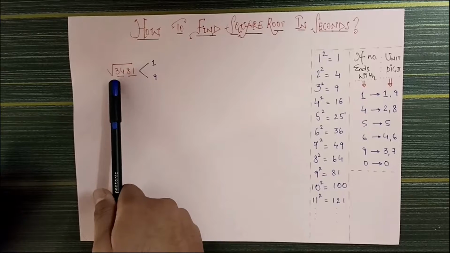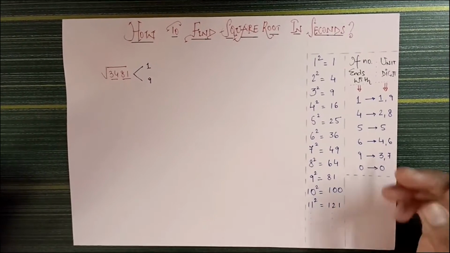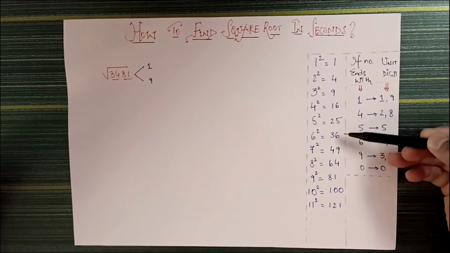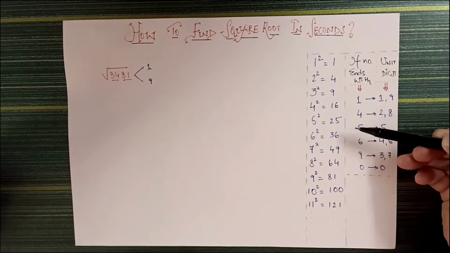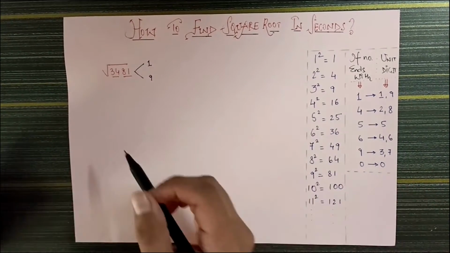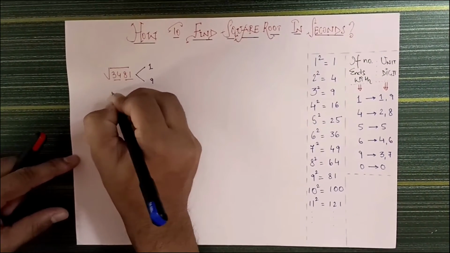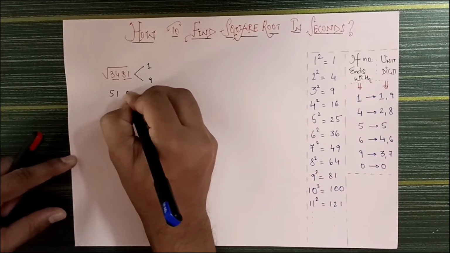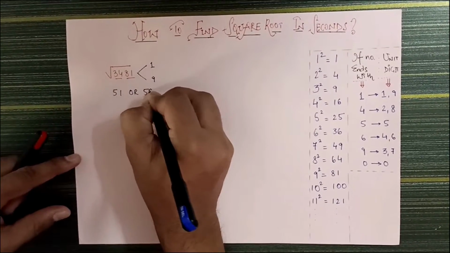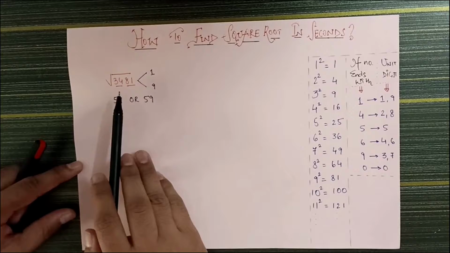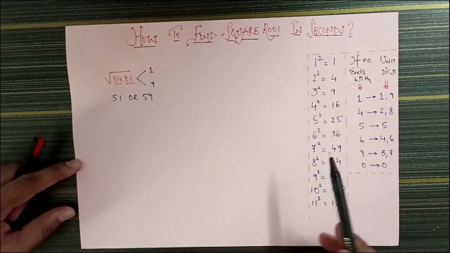Now we check the first two digits of this number, which is 34. 34 falls between the squares of 5 and 6. But we will always take the smaller number, which is 5. So the square root of 3481 has to be either 51 or 59. Let's find out what it's going to be.